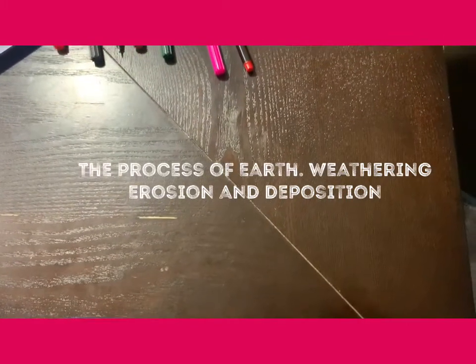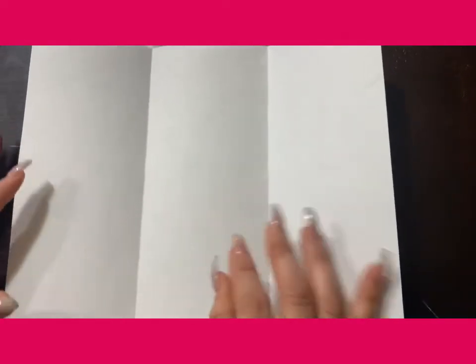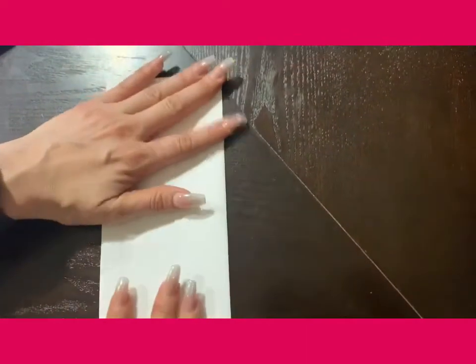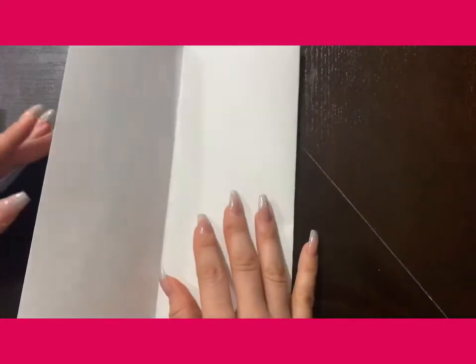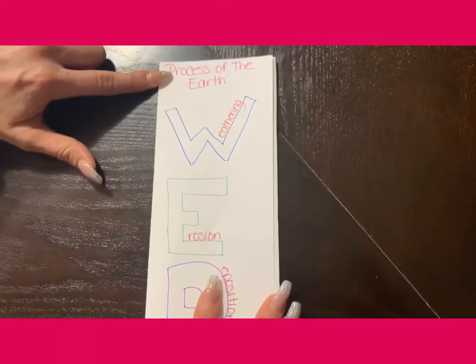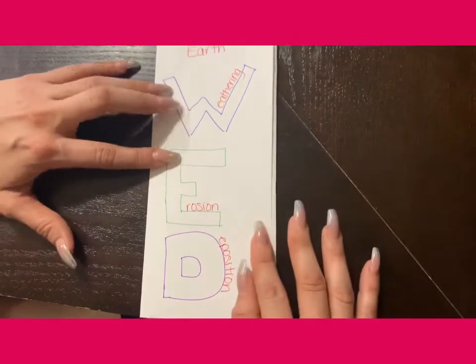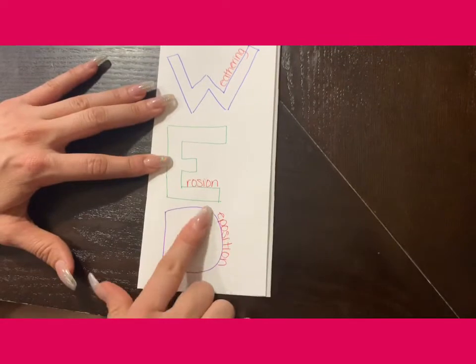So the first thing that you're going to do is get a blank sheet of paper. If you want to get colored construction paper, that's fine with me, as long as it's a light color so that you can see all of your notes. You're going to fold it in three parts. Okay, so I have my three sections here, and I'm going to title it Process of the Earth. I'm going to put my W for weathering, my E for erosion, and my D for deposition.